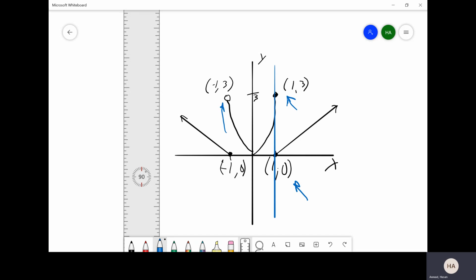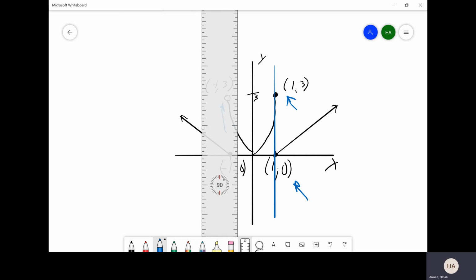And you would just show that by drawing your vertical line at that specific point and saying, yes, this has failed the vertical line test. So this is not okay.